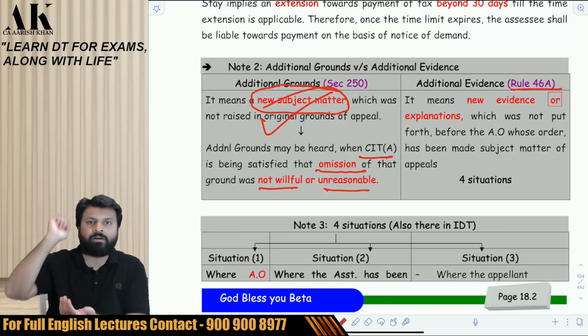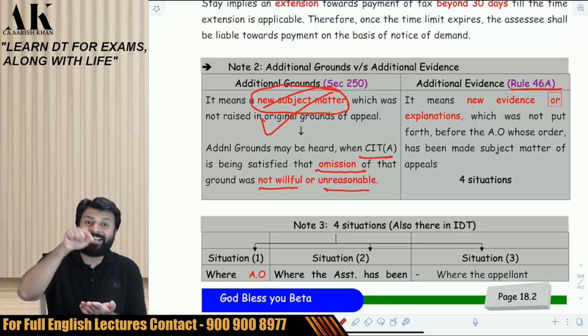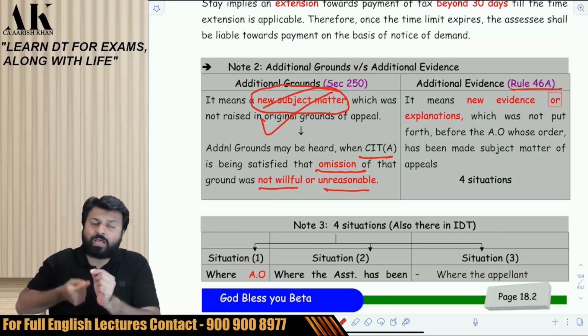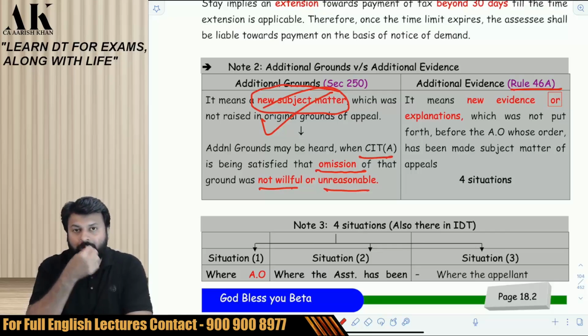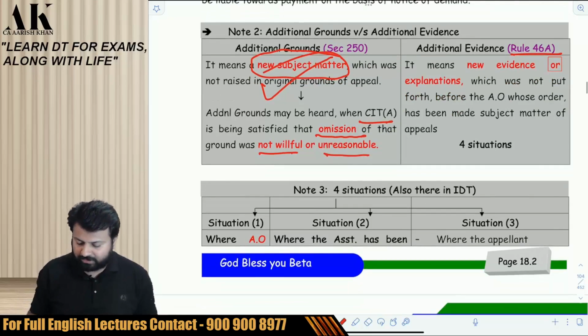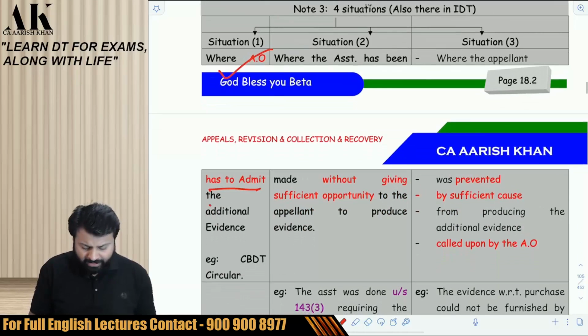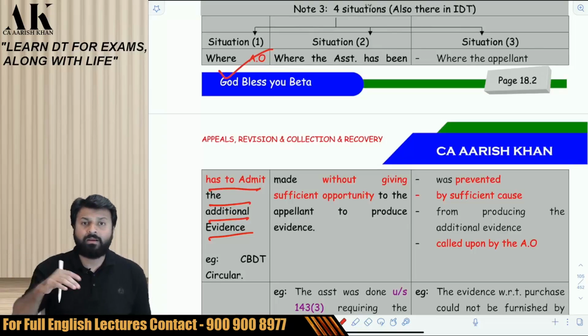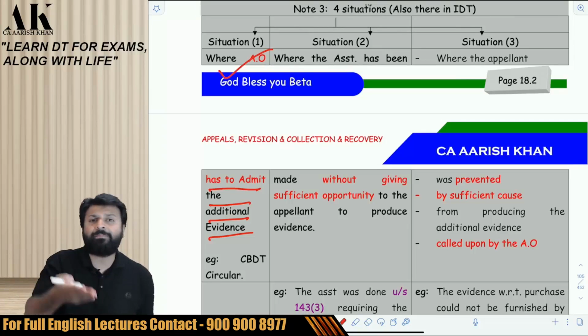The difference is that additional ground is a new matter only, which you have not appealed, and now you want to appeal that also. And additional evidence is an evidence which you were not able to give to the AO at the time of assessment. So now you want to give that evidence and make your case strong. Additional evidences can be given in 4 situations. First, where the AO has to admit the additional evidence. You were giving the additional evidence earlier, but he was not accepting. So now the CIT appeal will accept that evidence from you.